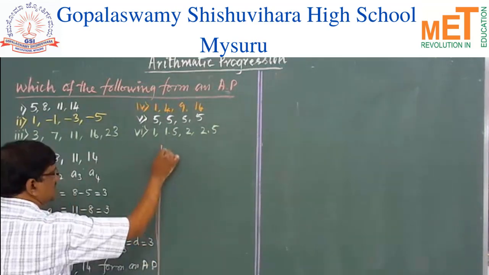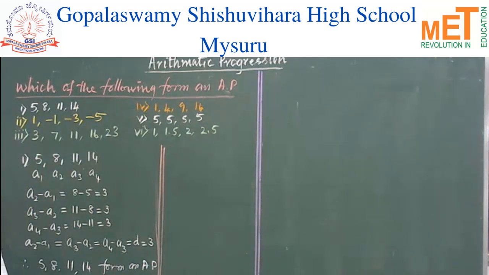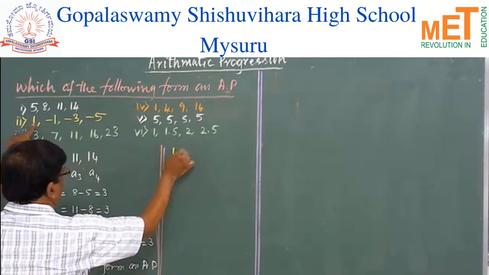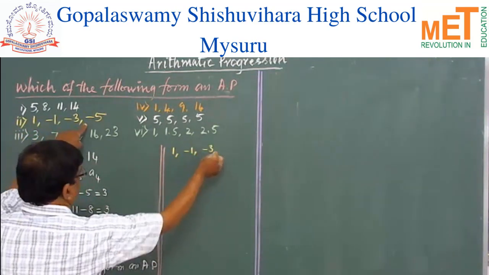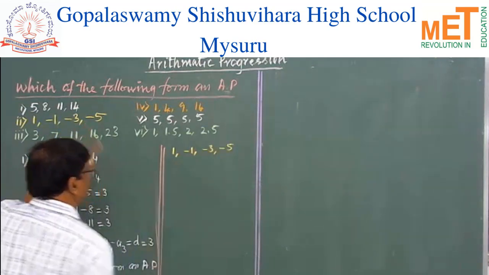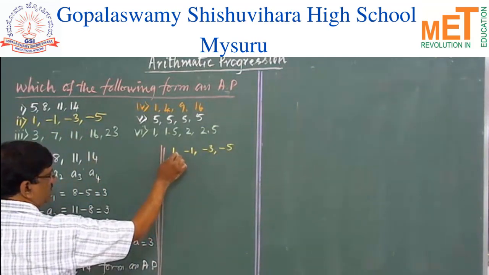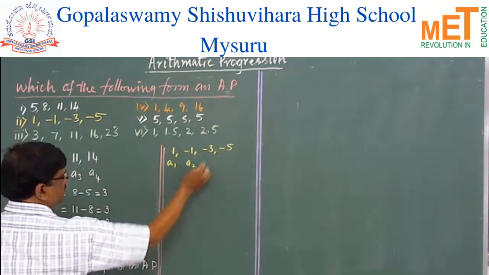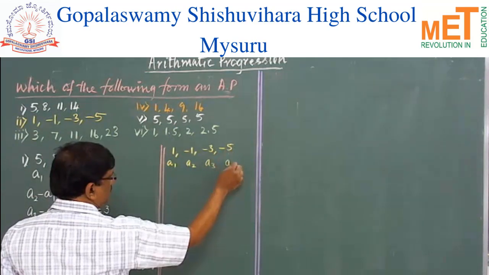The second one here, that is 1, minus 1, minus 3, minus 5. So here, what is A1? A1 is 1, A2 is minus 1, A3 is minus 3, A4 is equal to minus 5.